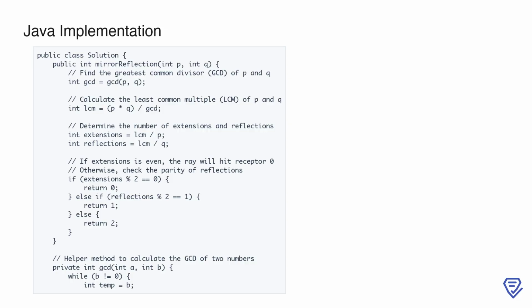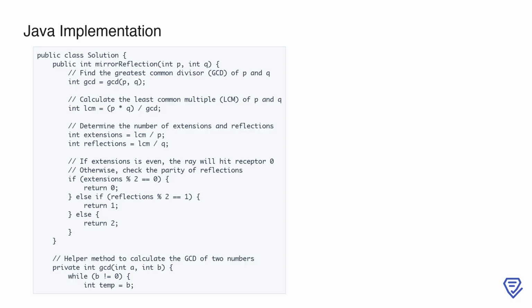Next, we calculate the least common multiple, or LCM, of P and Q. The LCM helps us determine the smallest point where the laser's horizontal and vertical paths align. To calculate it, we use the formula P*Q/GCD. Once we have the LCM, we determine the number of extensions and reflections by dividing the LCM by P and Q, respectively. This tells us how many times the laser extends across the room horizontally and reflects vertically.